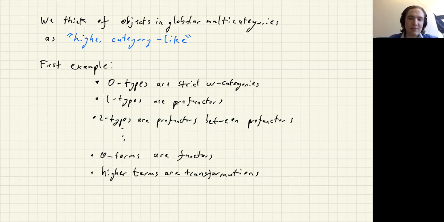The zero terms are functors between strict omega categories, all strict in this sense. And the higher terms are transformations. So this is all the strict case. I would expect this to work in a semi-strict case as well, but that's future work.